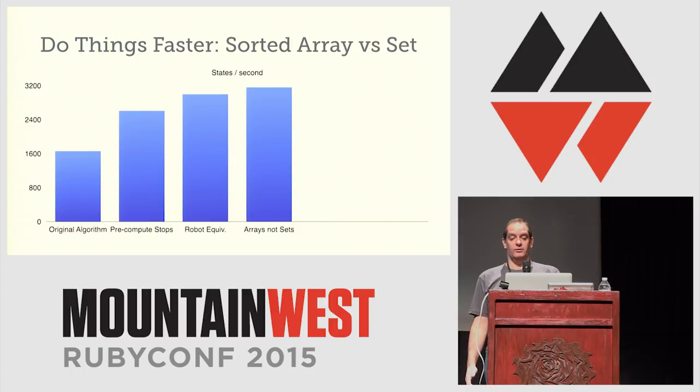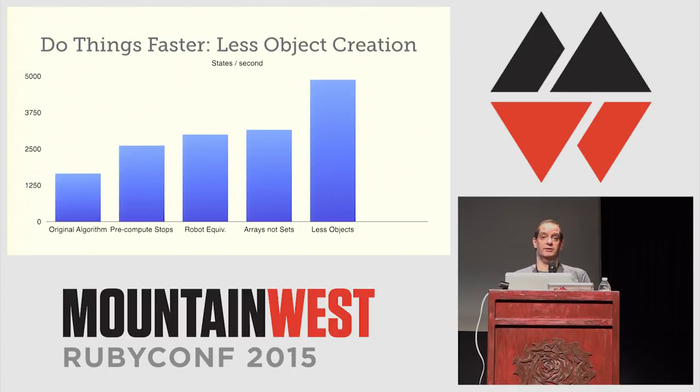The next thing I found was that I was creating a lot of unnecessary objects. Every time I tried to move a robot, whether it moved or not, I created a new board state that I would then have to compare. And so I stopped creating new states when the robot wasn't actually going to move. If I'm up against a wall and I try to move, I'm not going anywhere. Why create a new state for that? That was a huge win. So definitely creating fewer objects is another good optimization technique.